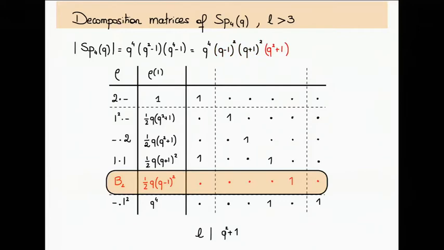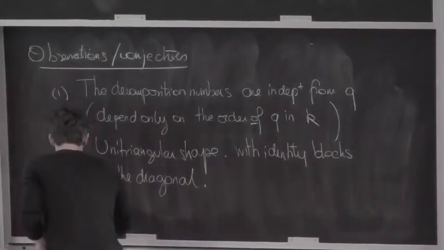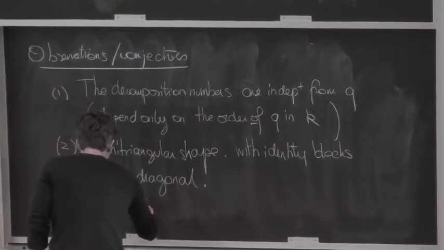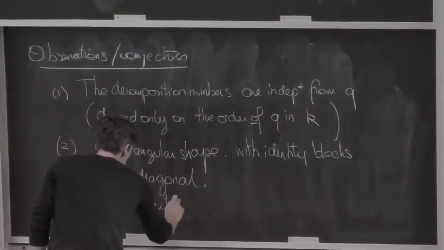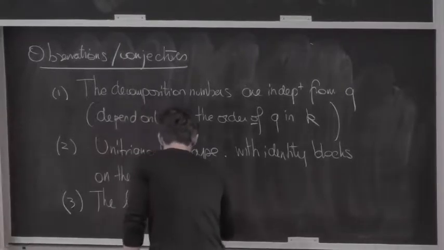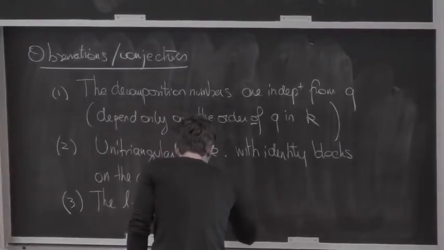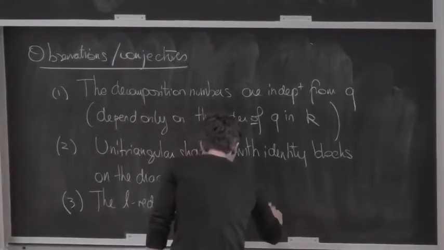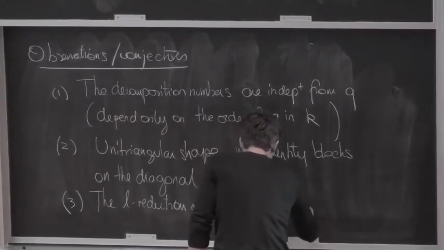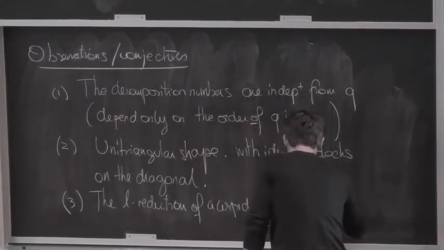So that's a third observation: the l-reduction of a cuspidal unipotent character remains irreducible.